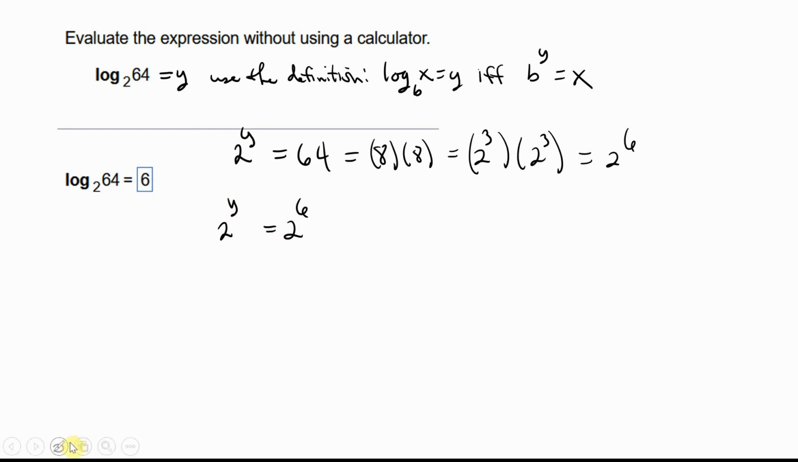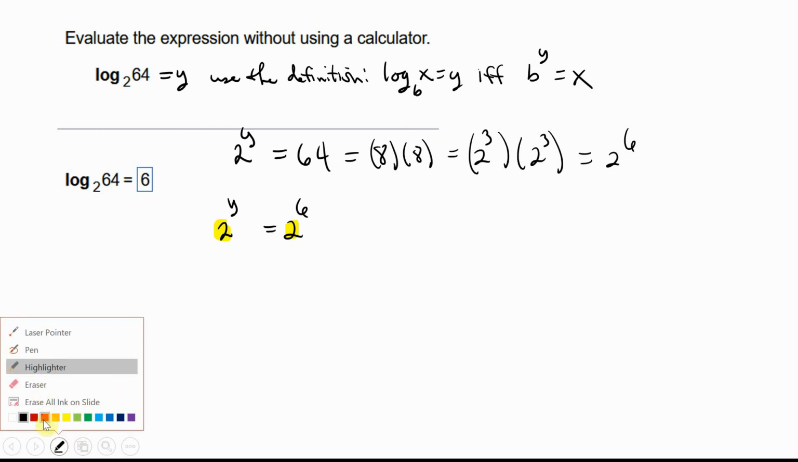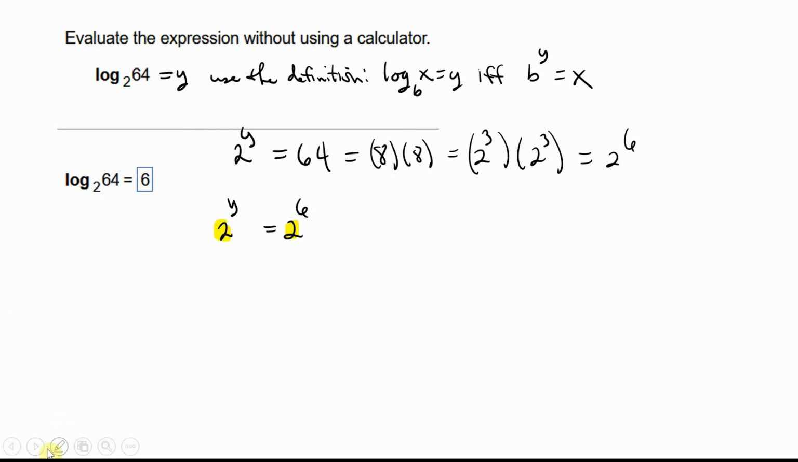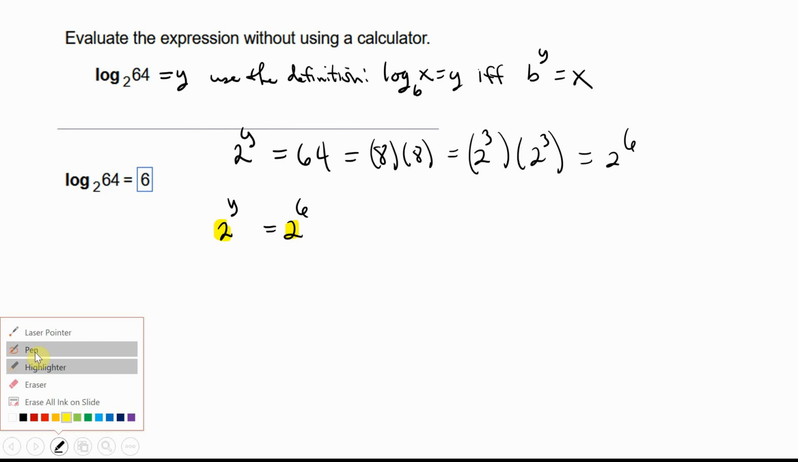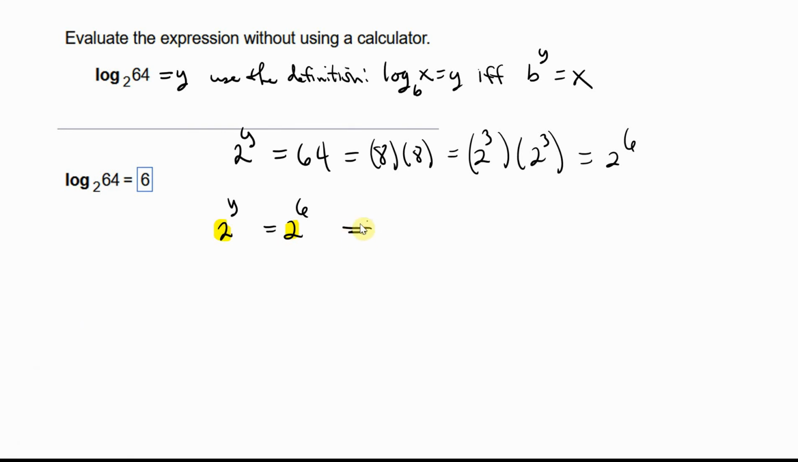What are the bases? The bases are the same, then the exponents you set equal. So this implies that y is equal to 6. You get the answer.